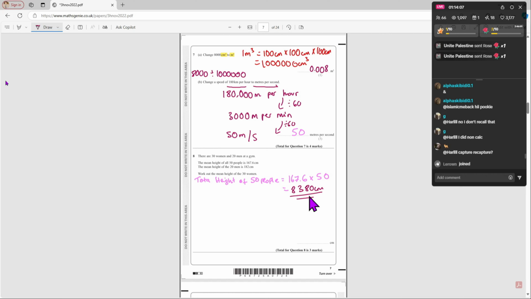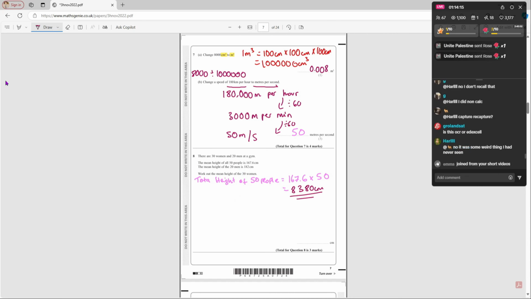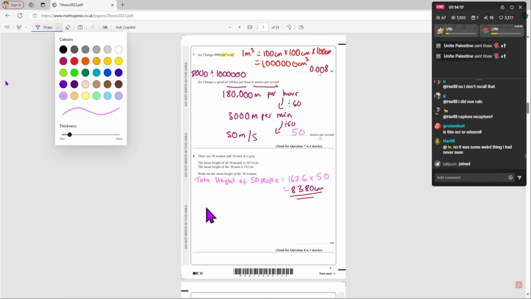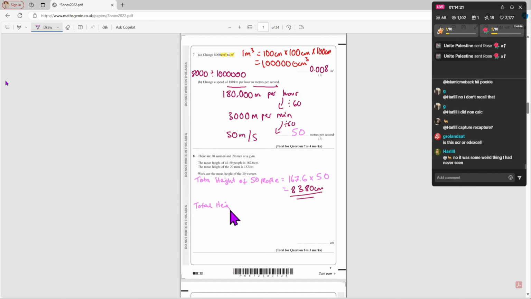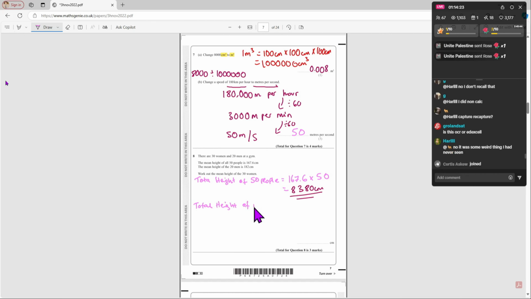Now once you have done that, we can work out the total height of the men. You're already given the mean height for the men, so you can easily work out the total height for the men. To work out the total height of men, it's going to be just 20 times 182. So we're going to multiply them together to get 3,640 centimeters.